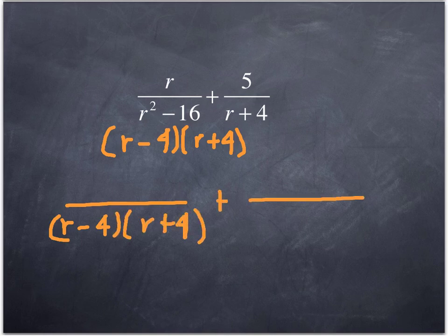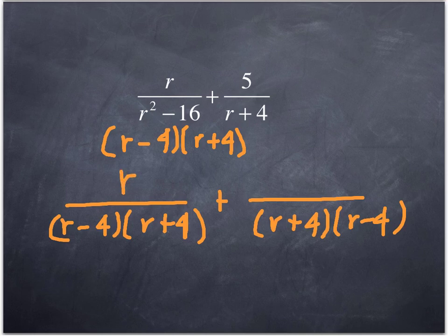So I'll write that out like this. Doesn't really matter the order that I write that out at. So what am I going to have to multiply by? Well, my first fraction I don't have to multiply by anything, do I? Because that denominator is the same. So that's just going to be plain old r right there.